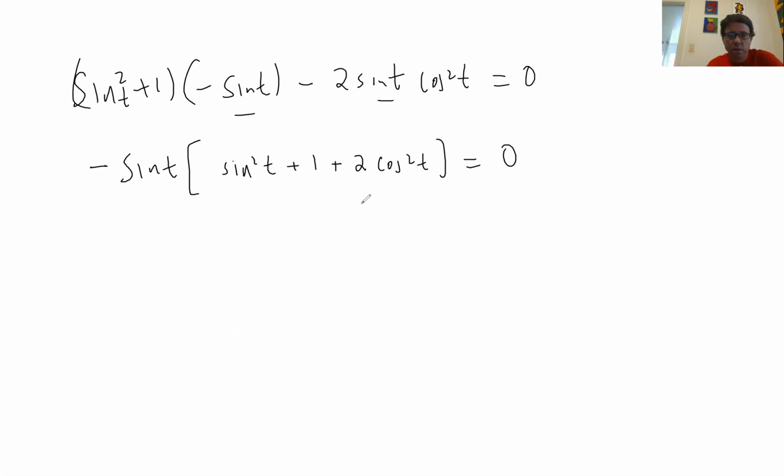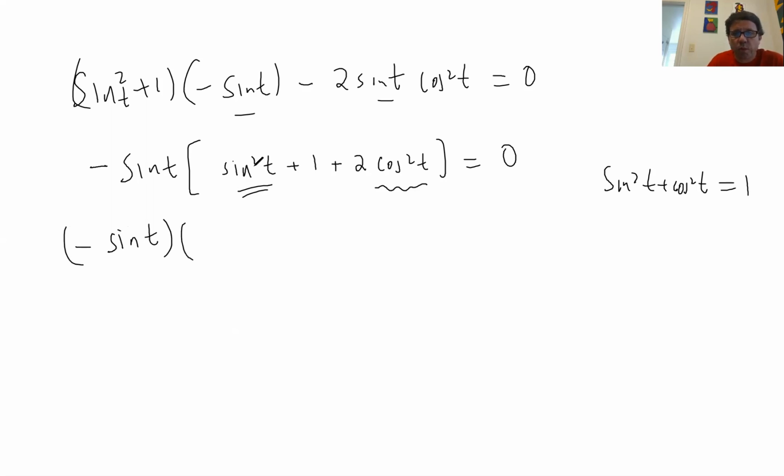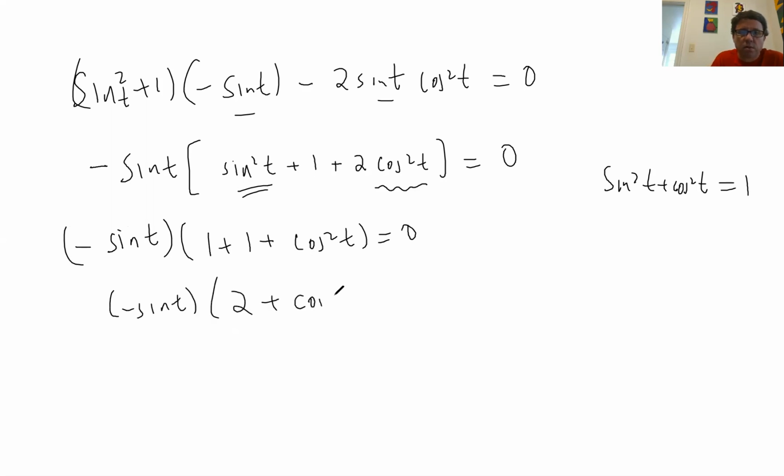All right. So how do you do that? Well, we can clean up the inside here a little bit. Sine squared plus cosine squared is 1. So I could take sine squared and one of the cosines and put that together to be 1. So I'll have minus sine t times this. I'll have 1 plus 1 plus the remaining cosine squared equals 0, or minus sine t times 2 plus cosine squared equals 0.